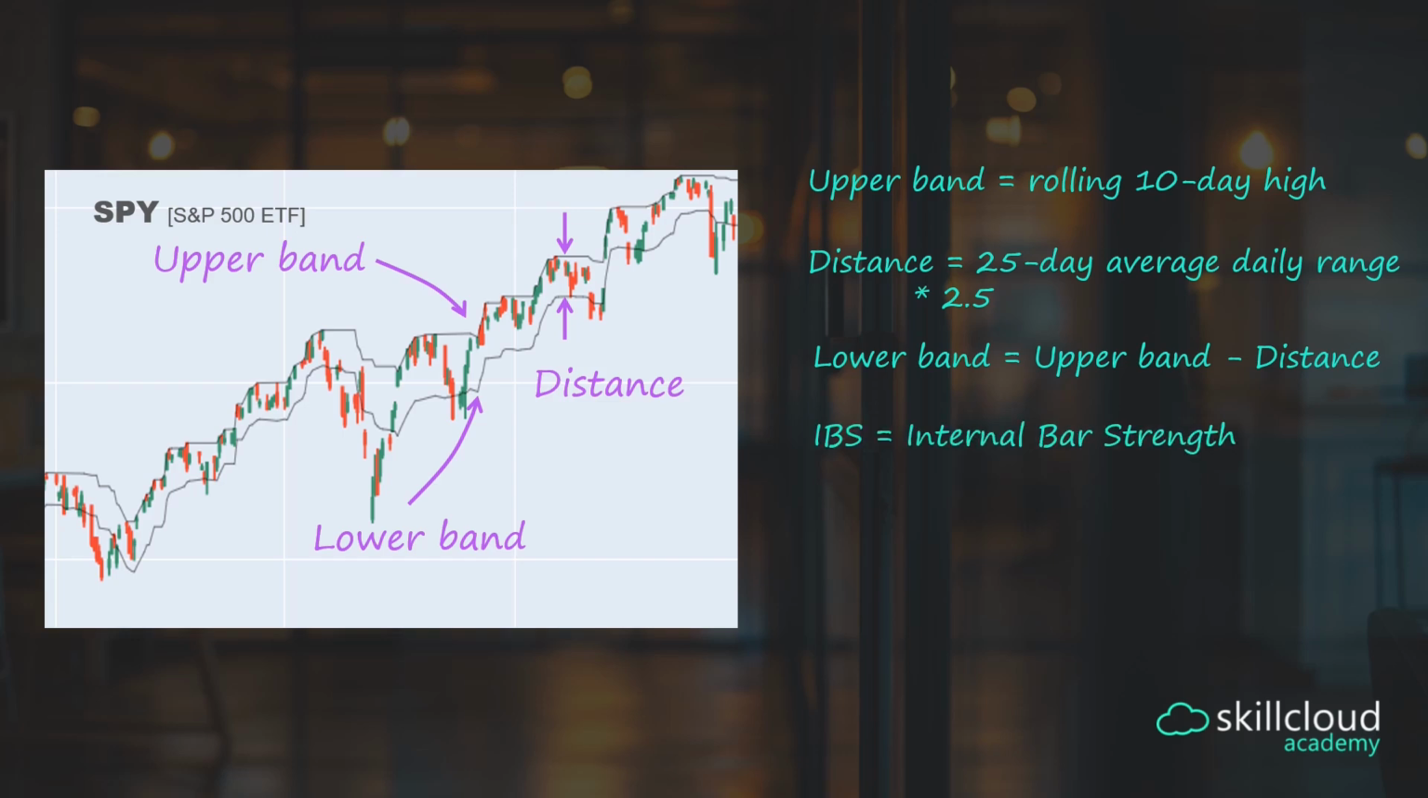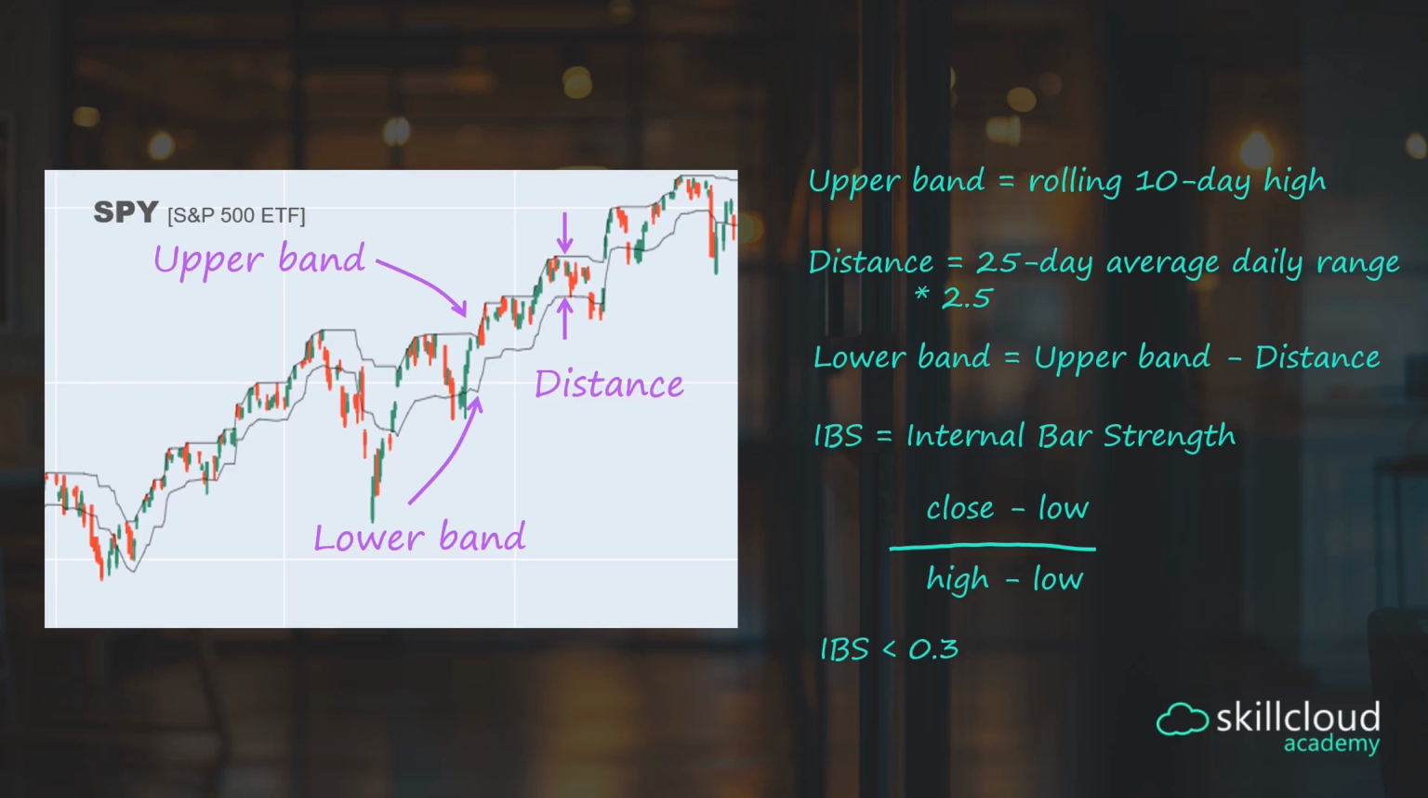IBS stands for internal bar strength and tells us how near the close price is to the high or low of the day. If the close price is equal to the high of the day, IBS equals 1, and if the close equals the low price, IBS equals 0. We set a condition to only go long if the IBS is less than 0.3, which means that the close is near the low of the day.